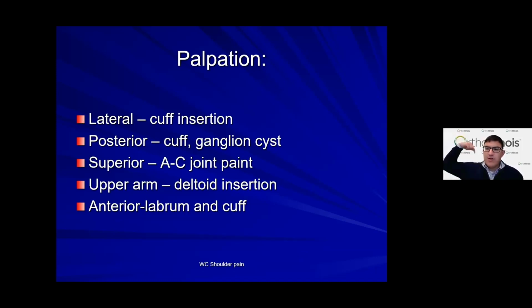Superior, I'm going to put my finger on the top of my shoulder. That's usually when people separate their shoulder, it'll hurt on the top of the shoulder. Upper arm is going all the way down the side of the arm to the elbow. Sometimes people who have inflamed bursa or subdeltoid bursitis can have pain that radiates all the way down to their elbow. Sometimes anterior pain can be the labrum, which is a structure to stabilize the shoulder in the front, the rotator cuff. I don't have it listed there, but also the biceps tendon can be a common source of pain in the front.